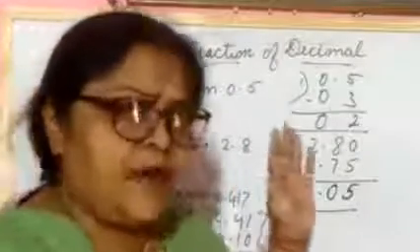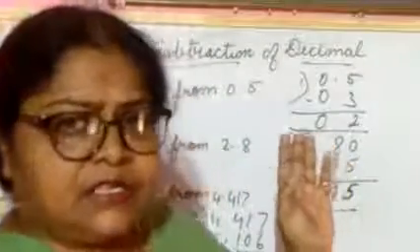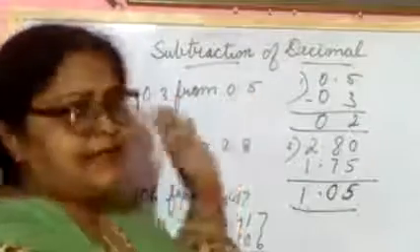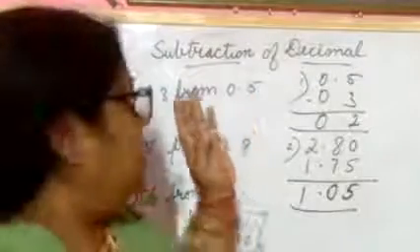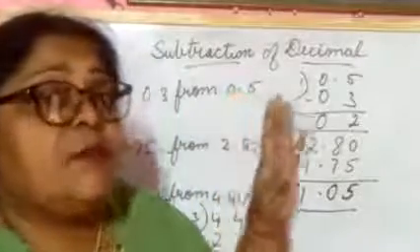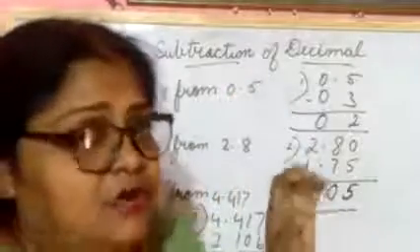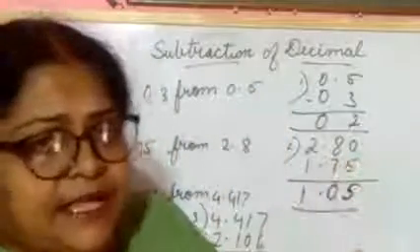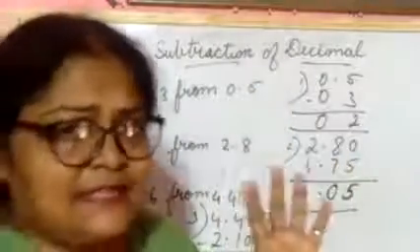you have to subtract 0.3 from 0.5. From means from this number you have to subtract that number. You have to see how many digits there are after the point. We have seen that there is 1 digit after the point. Then which place is that known as? That is known as the tens place.